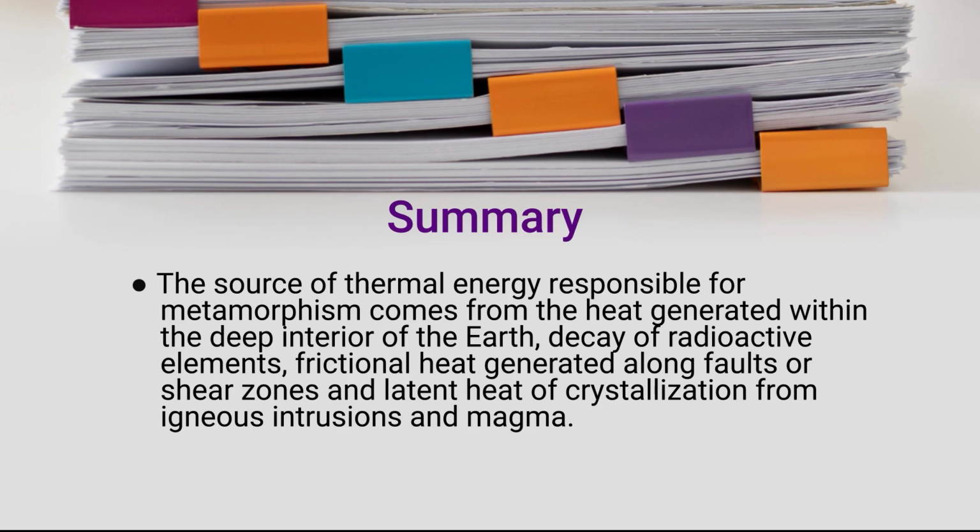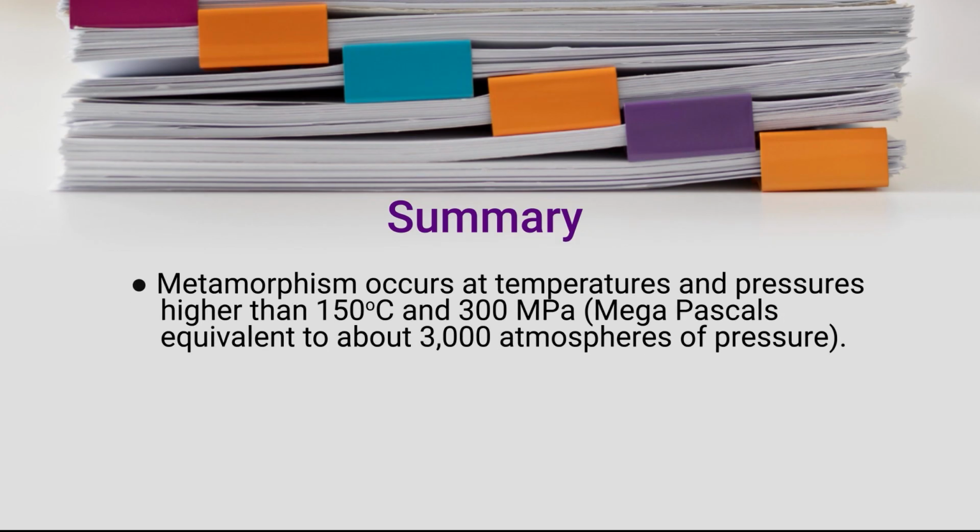Now, the source of heat comes obviously from deep inside the earth, and as I said to you, it is the decay of radioactive elements. Also, the frictional heat generated along the faults or shear zones, or the latent heat of crystallization from igneous intrusions and magma. Metamorphism occurs at temperatures higher than 150 degrees centigrade and pressures greater than 300 megapascals. So this is how it occurs.